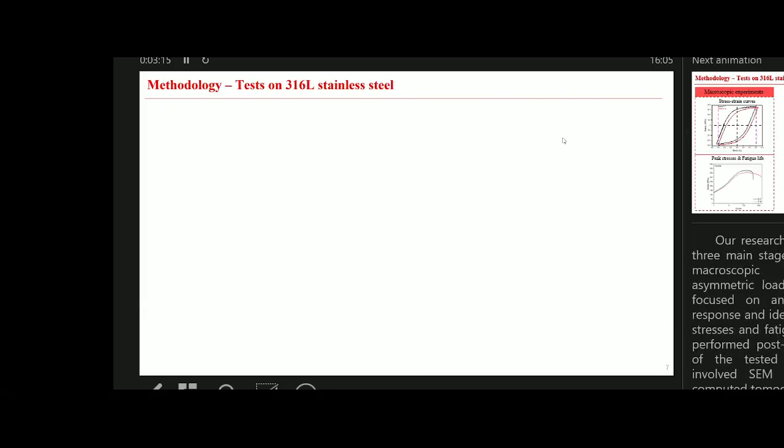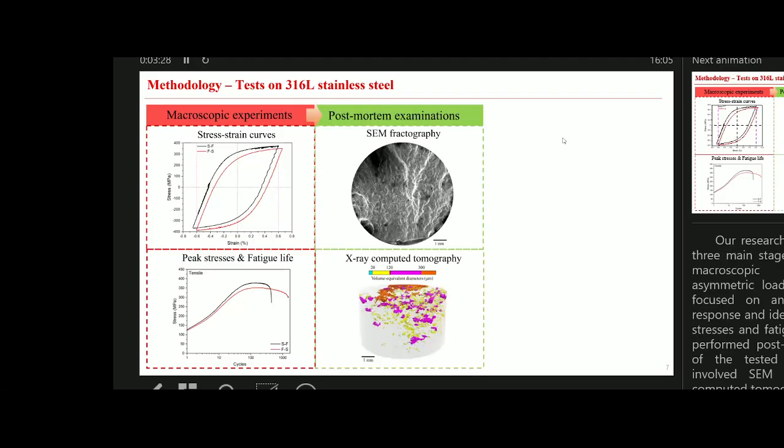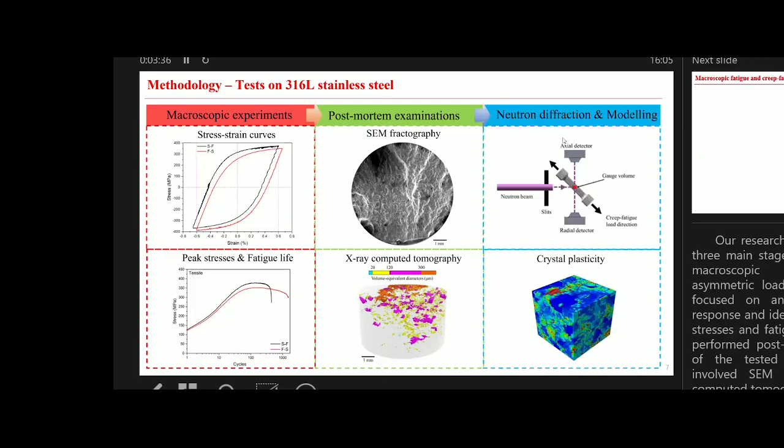Thus, our research methodology comprises three methods. First, we perform macro-scale experiments to study the stress-strain curves, the peak stress, and the fatigue life. Then we perform post-mortem characterization using SEM fractography and X-ray computed tomography. And finally, we perform in-situ neutron diffraction measurement to study the grain level deformation, and try to use modeling to help understand all the experimental observations.